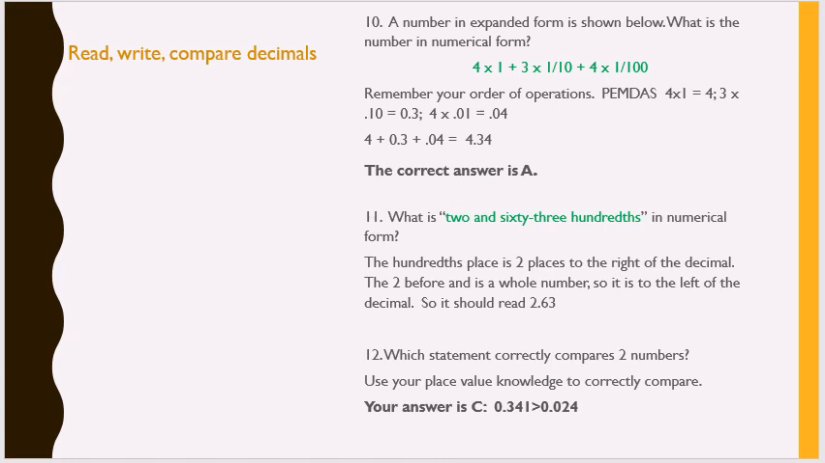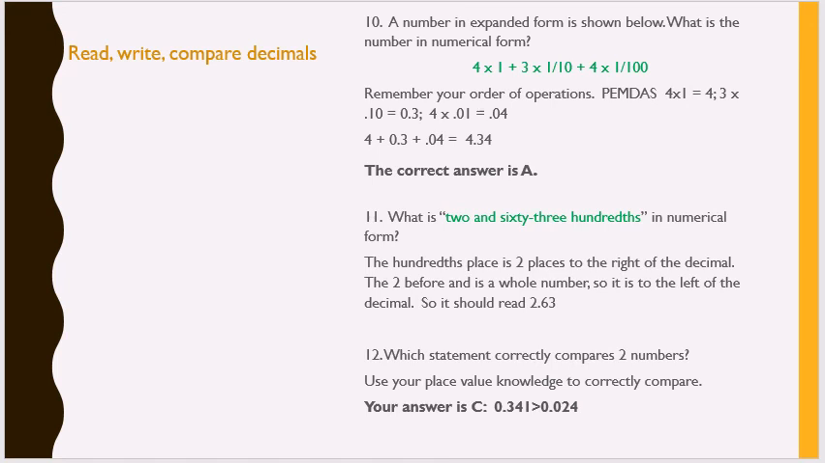Number 11. What is 2 and 63/100ths in numerical form? Well, the hundredths place is 2 decimal places to the right of the decimal. And then the 2 before the and is a whole number. So it is to the left of the decimal, and it's in the ones place. So your correct number then should read 2 for 2, and becomes a decimal point. And then 63/100ths, 63. So the correct answer is 2.63.